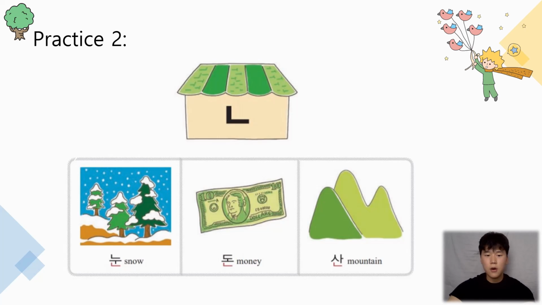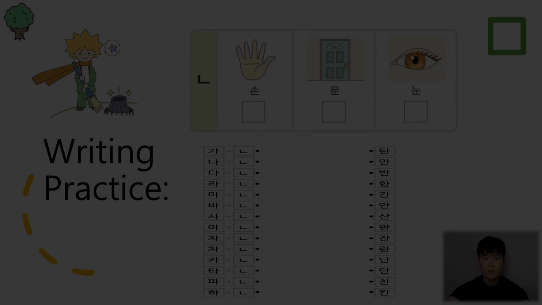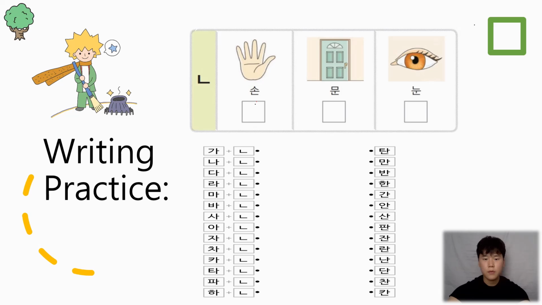Can you tell me what they all have in common? Yep, what they all have in common is the 니은 받침 at the end. So, let's try writing 손. 시읒, 오, and 니은 받침. Now, 문, 미음, 우, and 눈. 눈. Now let's try to connect all of these together.